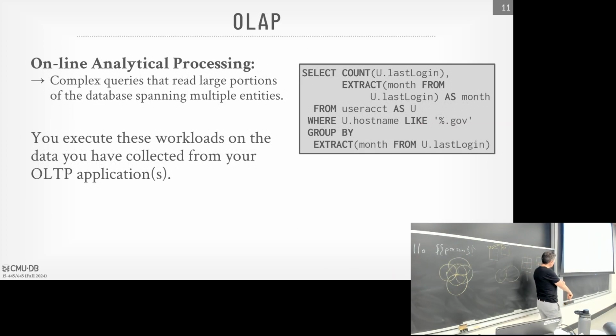For OLAP, a more complex query would look something like this. So I'm only doing a single scan on user account, but now I need to do an aggregation to find when somebody logged in with a host name that ends with .gov.